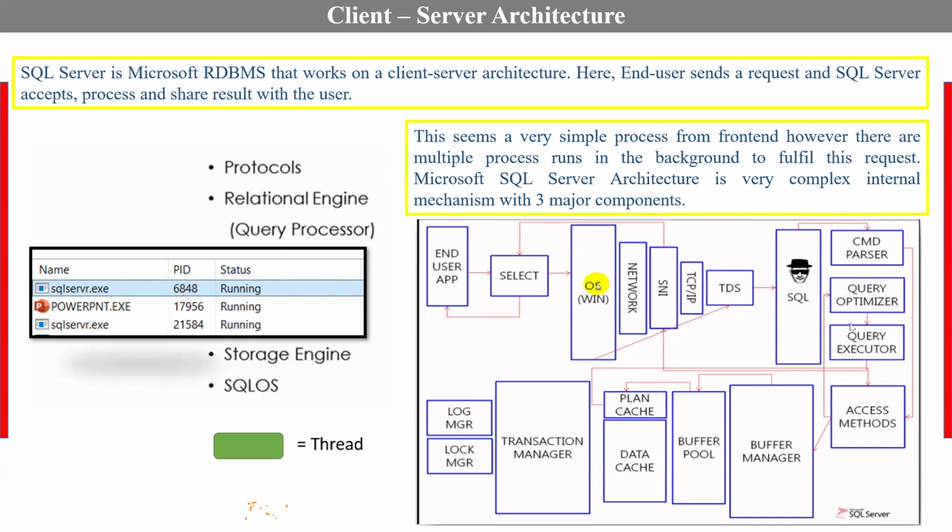The executor will send a request to the storage engine's access method. It says, "Hey, I got a request from so-and-so user, for so-and-so operation. Can you please provide us the data?" So your query executor will send a request to the storage engine access method to provide the information, whatever the user is asking.